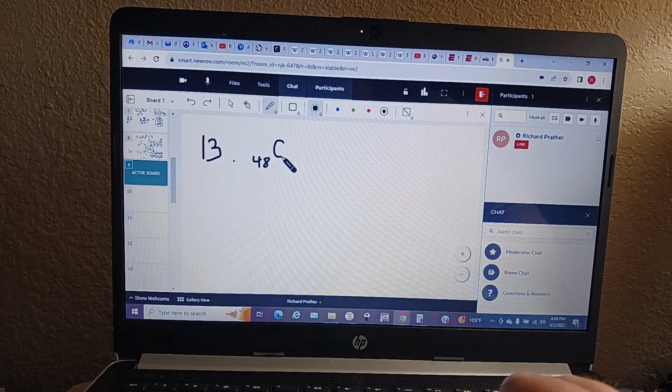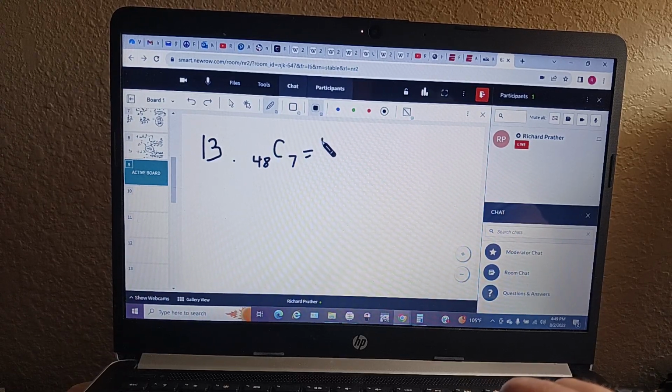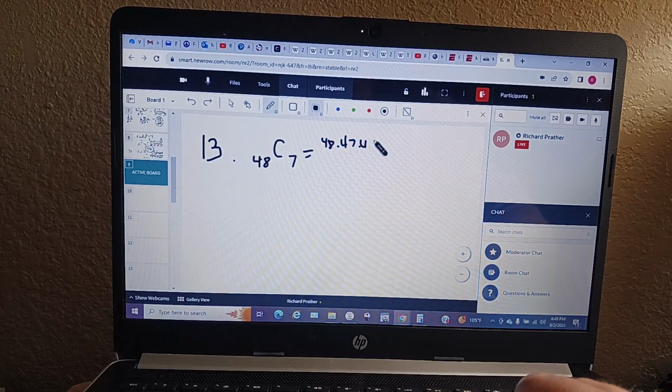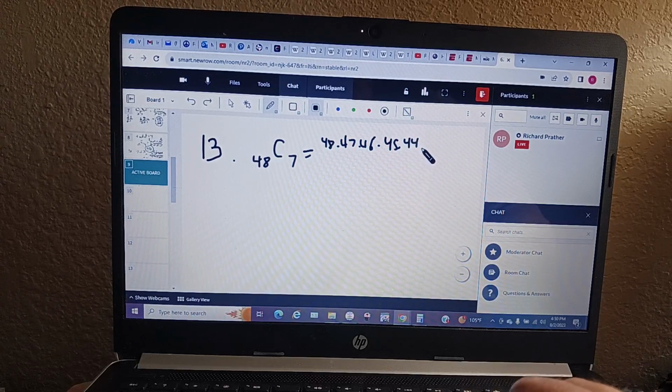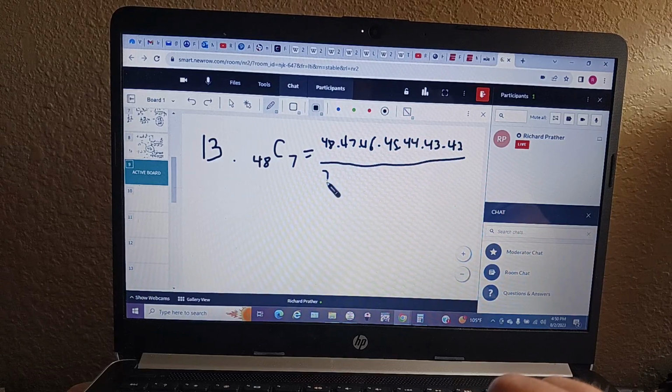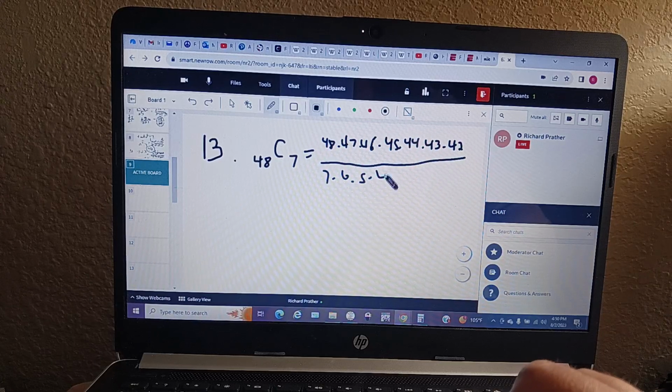So 48 combination 7 for a particular lottery, you would start at 48, decrease by 1 until you have 7 numbers. So 1, 2, 3, 4, 5, 6, 7. And then the bottom would be 7 down to 1. And there's not going to be anything that cancels instantly like I had on the last problem, because none of the numbers in the bottom are also in the top.